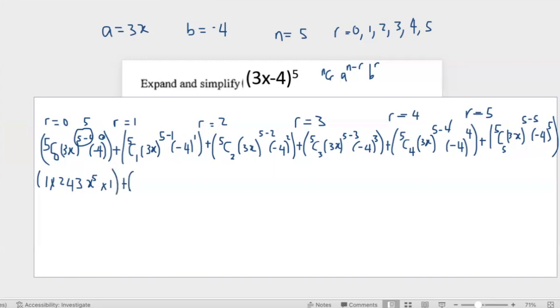Now we have to enter 5C1. So 5 nCr 1, that's 5. So I put a 5 here. Then 5 take away 1, that's 4. So this is 3 to the 4th, that's 81. And then we're going to have the x being raised to the 4th, so that's x to the 4th. Minus 4 to the 1, that's negative 4, so I'll have a negative 4 here.